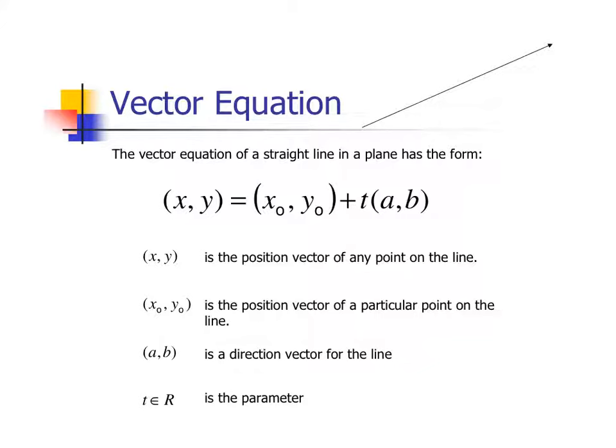(x, y) is the position vector of any point. (x naught, y naught) is the position vector of a particular point, and (a, b) is the direction vector. So all of these are vectors. If you look at it, they have the same variables. Everything is the same as parametric. It's just written differently. Instead of each x and y component separately, it's all together as vectors.